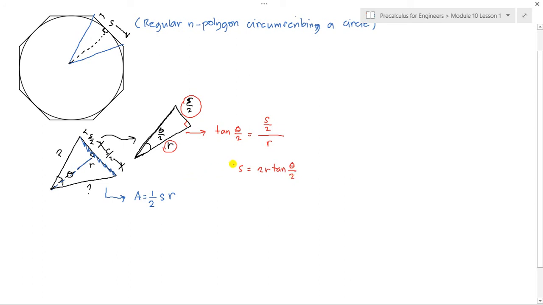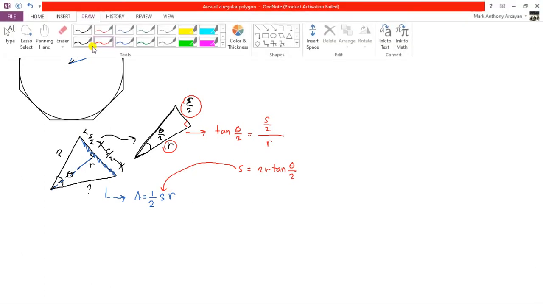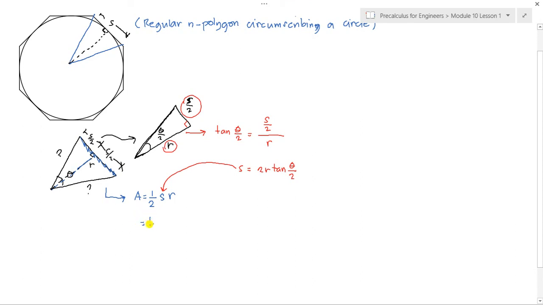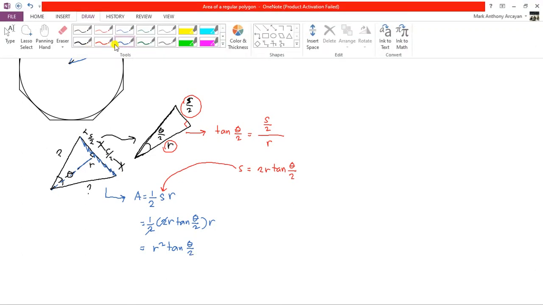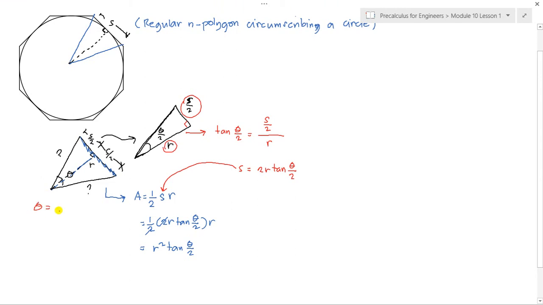So, we have S, then we substitute it into the area formula. Therefore, the area now becomes 1/2 times 2R tangent theta over 2 multiplied by R. Here, the 2 cancels, so what's left is R squared tangent theta over 2. And for this regular n polygon, theta is equal to, again, 360 degrees divided by the number of sides.